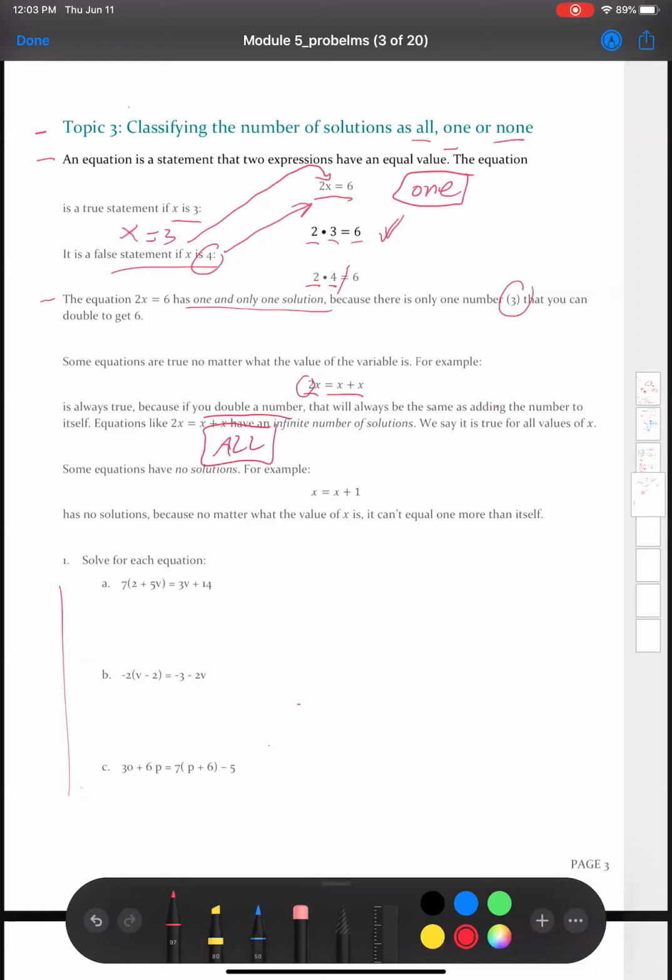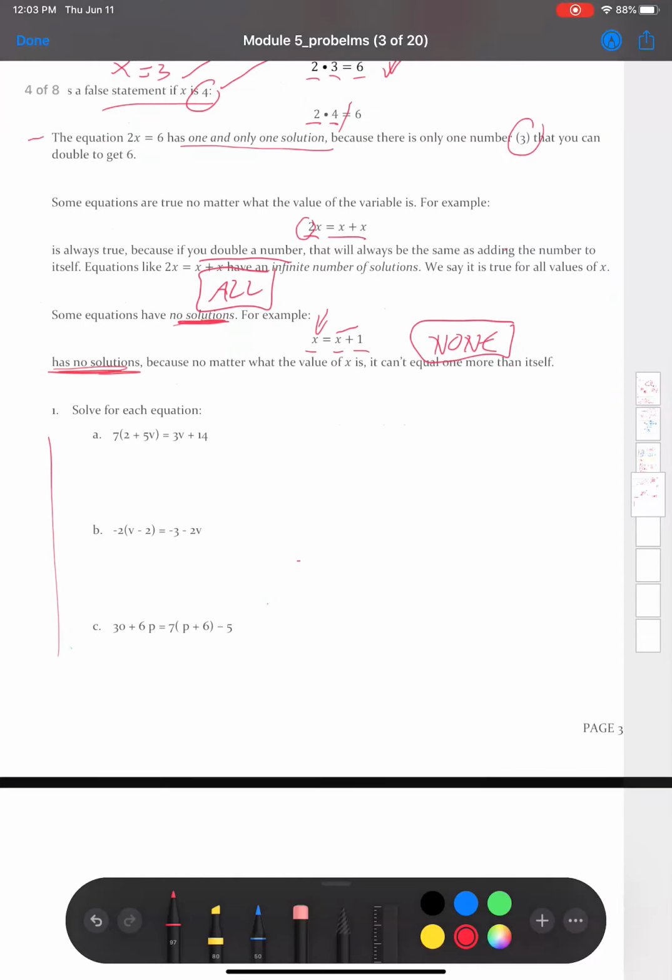And then the third example is an equation that has no solution. For example, the equation x equals x plus 1 has no solutions because no matter what value x is, it will never equal x plus another number, 1 more than itself. So how does this really look? This one has none. No values of x will make this equation true.